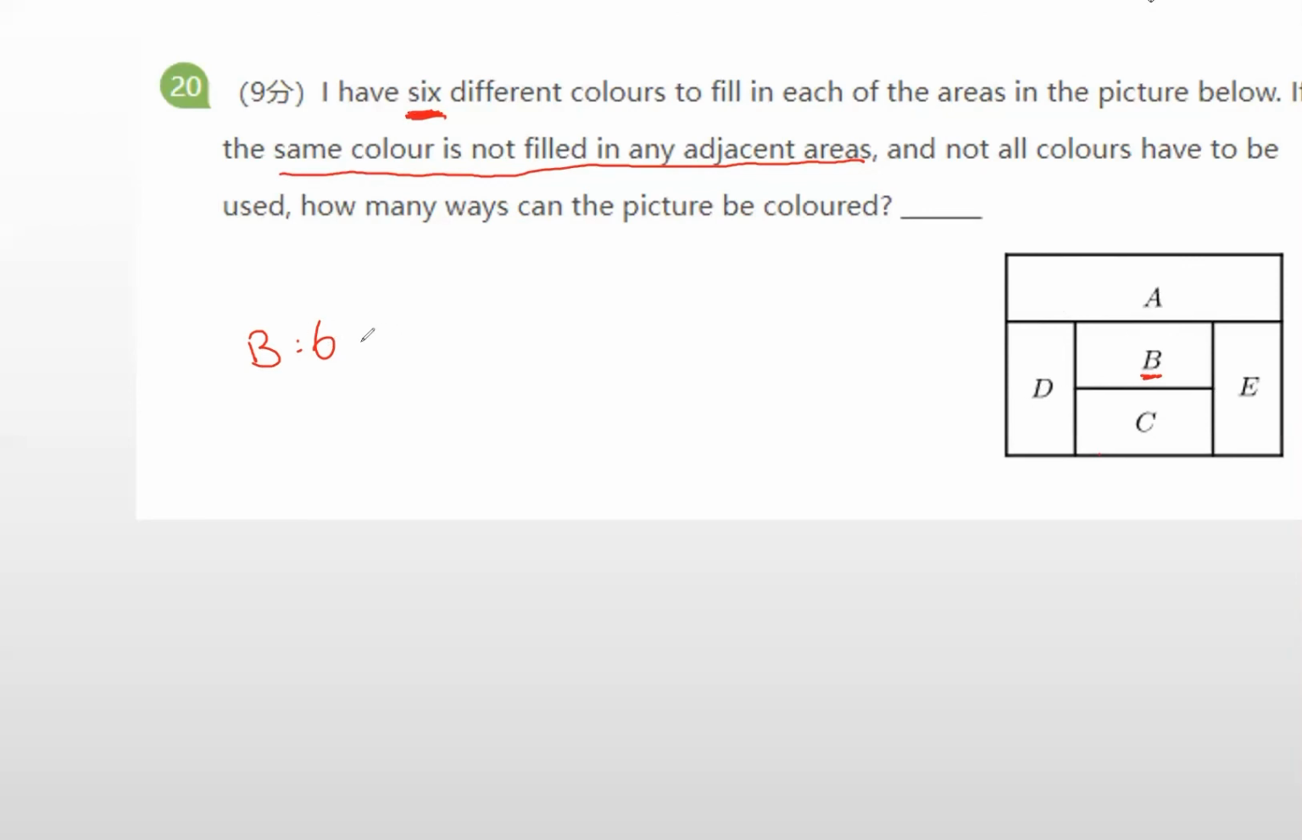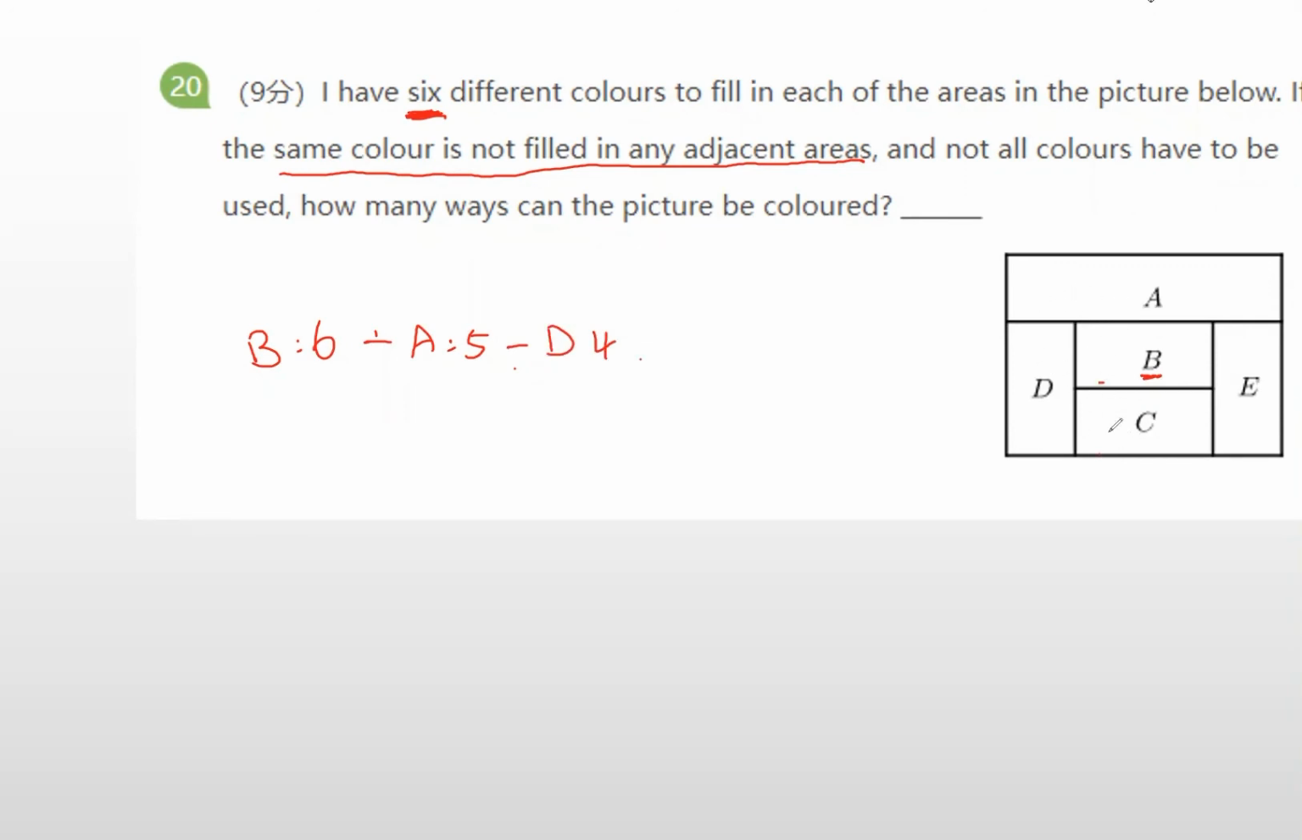Let's look at A then. How many colors can A be colored with? We only have five colors left, right? It cannot have the same color as B. Now, after I have colored A, let's think about D. How many colors can D have? That's four colors remaining, right? Because it can't have the same colors as A and B.